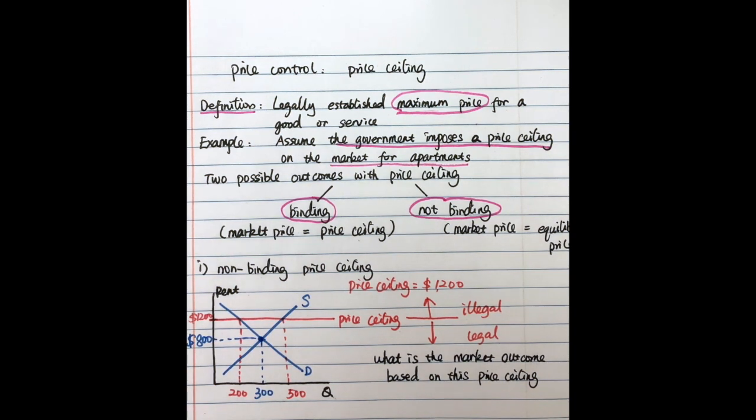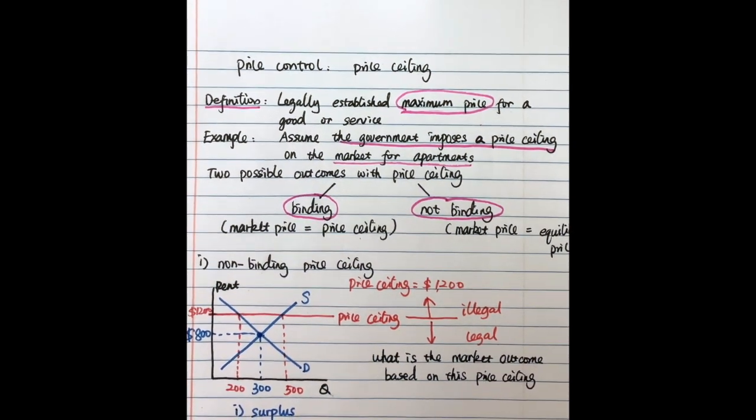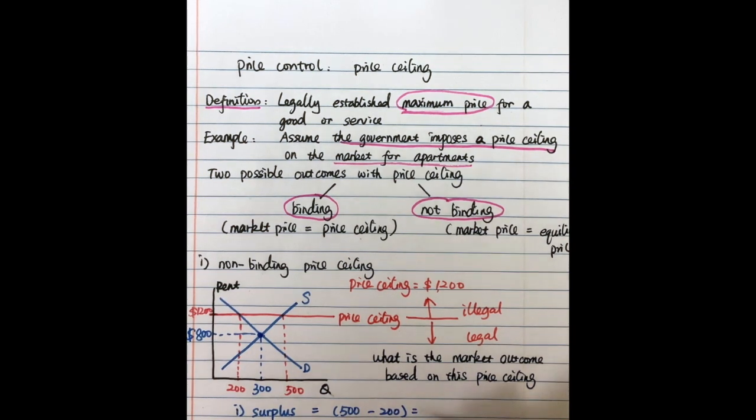So first, based on this price ceiling, it will create a surplus. I'll just write it down here. It will create a surplus, so we will first have a surplus in the market. And the surplus here will equal 500 minus 200, equal to 300 apartments.